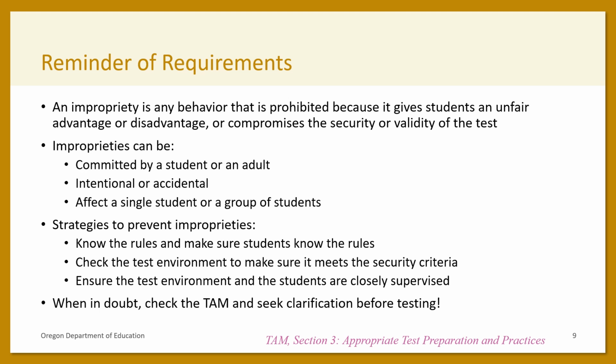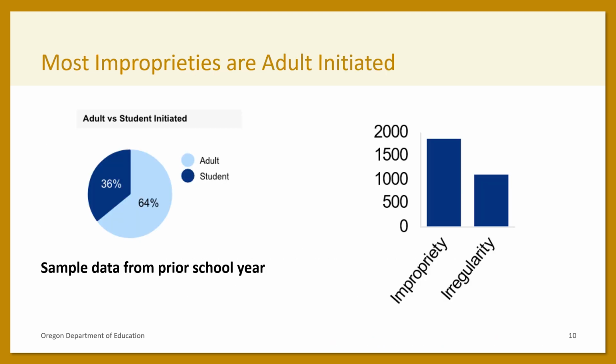Always check the TAM and seek clarification before testing begins. If there is any doubt about whether a particular resource or behavior is permissible, either for students or adults. As mentioned on prior slides, our impropriety data consistently shows that about 2/3 of improprieties are adult-initiated. This presents us with important training opportunities that we need to make sure are well understood by STCs and TAs.